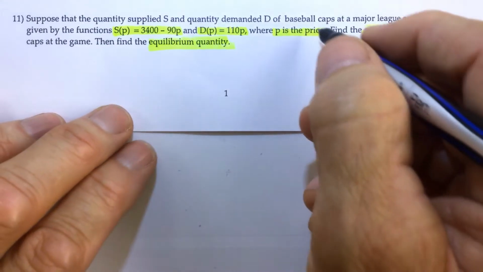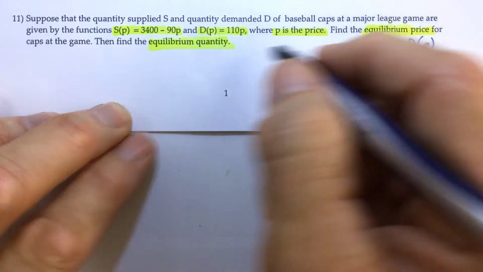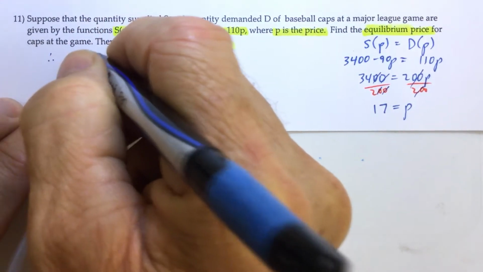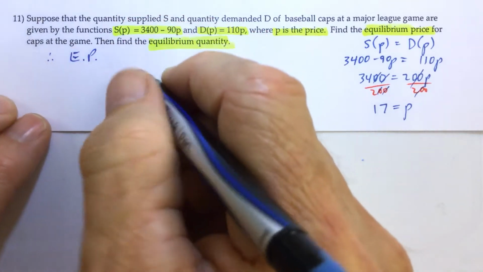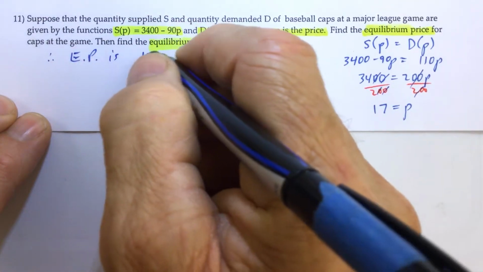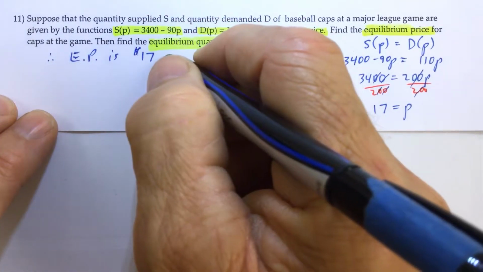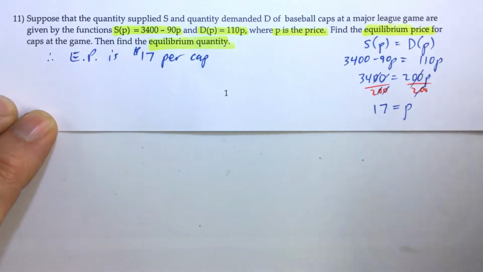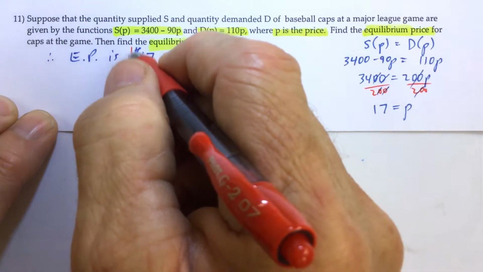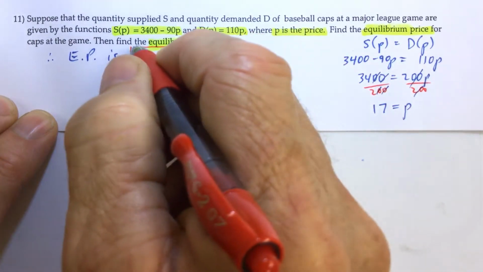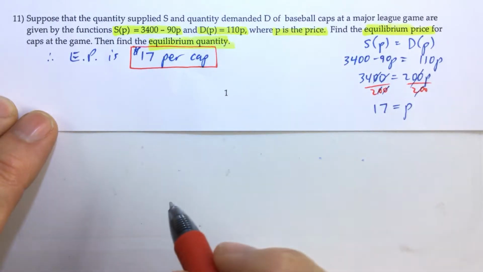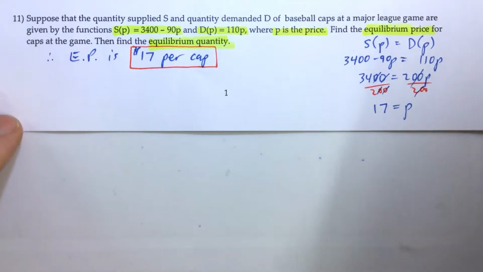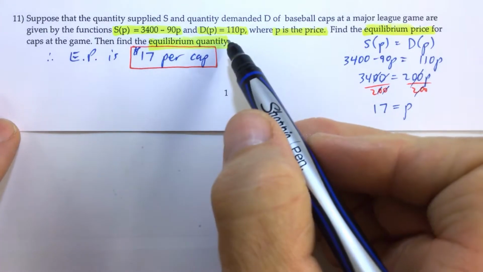So therefore, the equilibrium price, I'll just abbreviate there, is $17 per cap, per baseball cap. So they're going to charge $17, and therefore that would make the supply and the demand the same value. And you might be wondering, well, how do we find the equilibrium quantity?